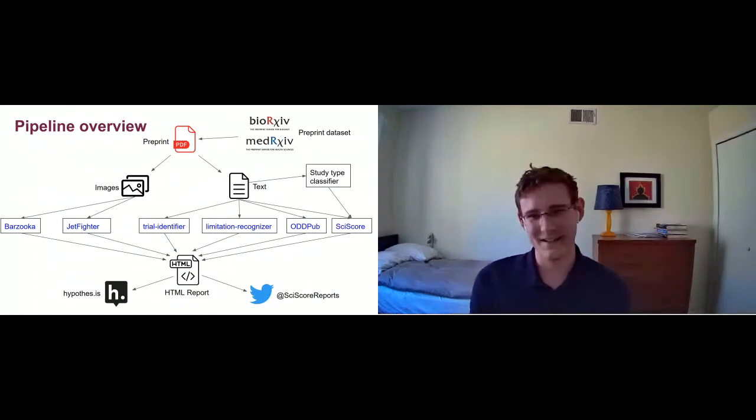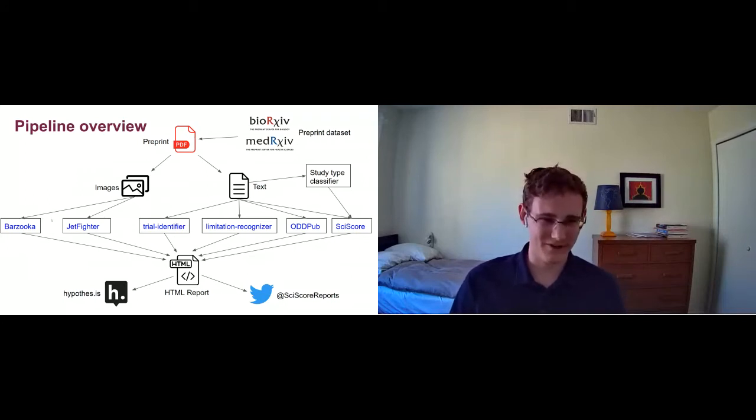So this is a general overview of the pipeline that was used. You can see up here, we used preprints from bioRxiv and medRxiv, which are the two most popular preprint servers for COVID-19. And we pulled preprint PDFs from these servers. And from these PDFs, we extracted the images and the texts. From the images, we used Jetfighter and Bazooka, the two figure analysis tools. And for the text, we used Trial Identifier, Limitation Recognizer, Open Data Detection, and SciScore.